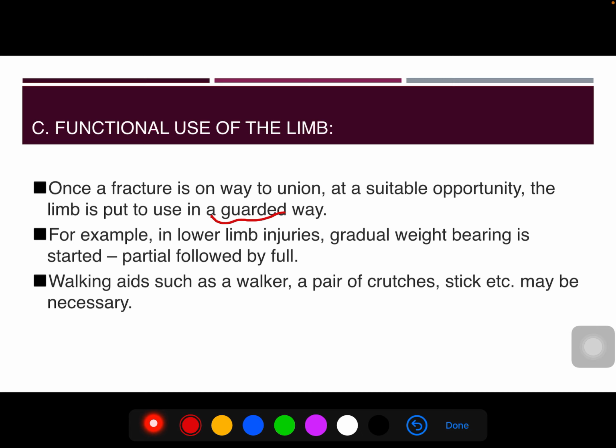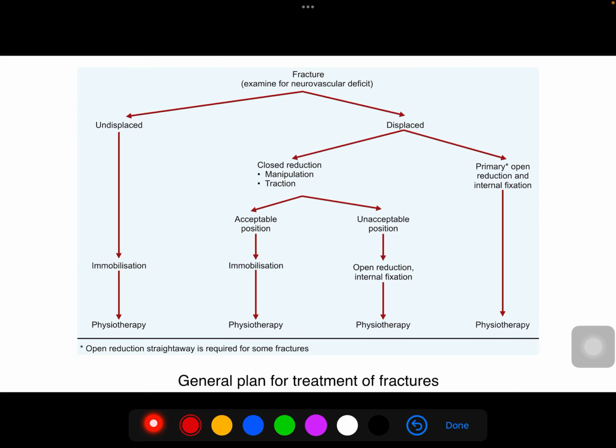For example, in lower limb injury, gradual weight bearing is started, partial followed by full. So walking aids such as a walker, a pair of crutches, or a stick may be necessary. If there is a fracture and it is undisplaced, then immobilization and physiotherapy are done. If the fracture is displaced, we have to do closed reduction or primary open reduction and internal fixation.